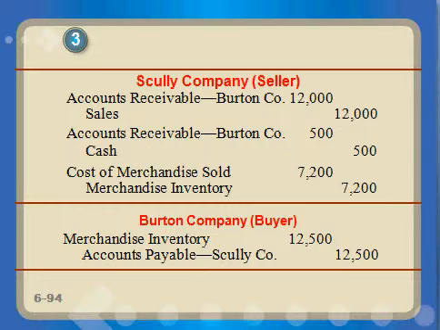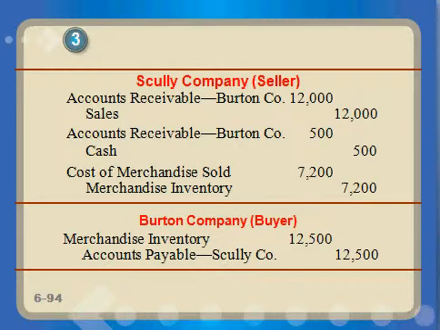So Scully's going to debit their accounts receivable $12,000, credit their sales $12,000, debit their accounts receivable $500 for Burton Company for the freight, and then credit their cash $500, and then debit the cost of merchandise sold $7,200, credit the merchandise inventory $7,200, and Burton Company would just simply debit their merchandise inventory $12,500 and credit their accounts payable $12,500.